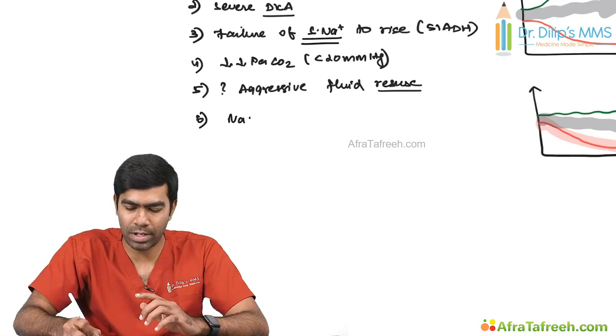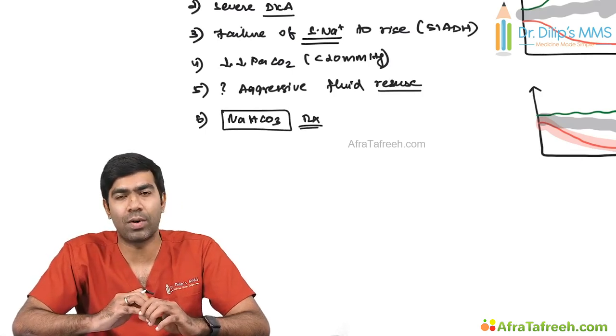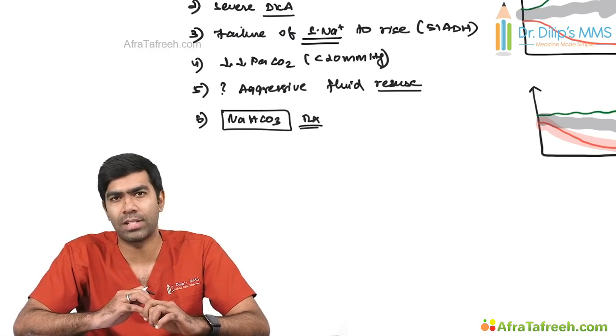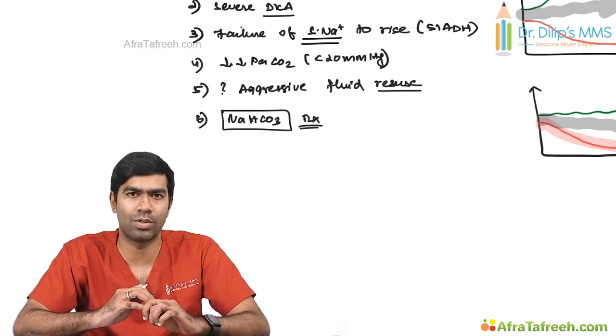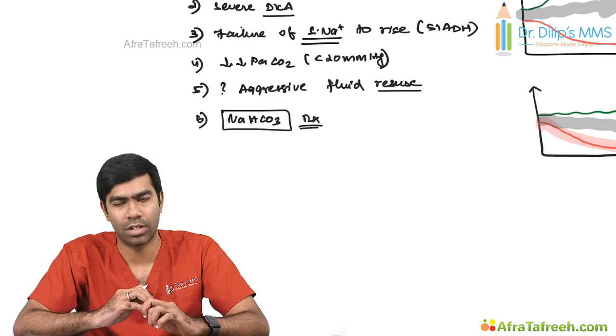And soda bicarbonate treatment has been linked to development of cerebral edema. That is the reason why currently soda bicarbonate is indicated only in very, very compelling indications, like if they have very severe acidosis like pH of less than 6.9, or if the patient is having life-threatening scenarios like acidosis, hyperkalemia, and cardiac arrest. In those settings, you can use soda bicarbonate, otherwise you don't give.